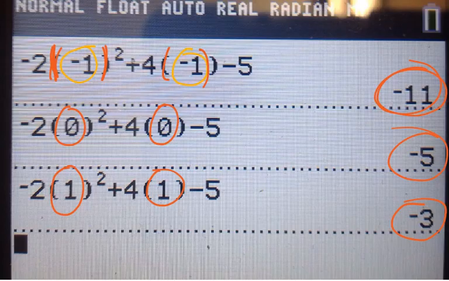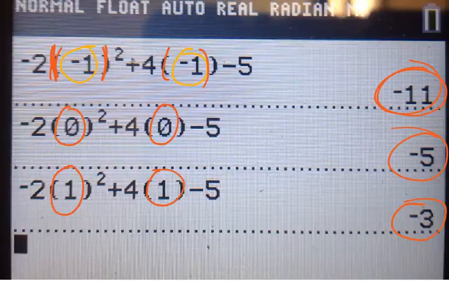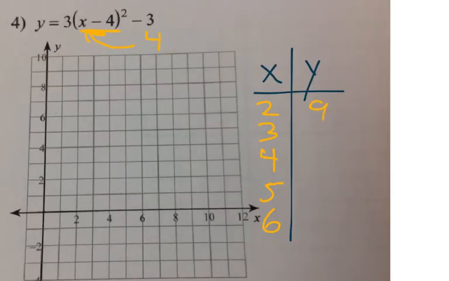But anyways, to speed things along, guys, I plugged each one of those in for x, and I used the calculator. So if you look right here, I plugged the 2 into that equation, 3 times x minus 4 squared minus 3, right? And I got a 9. Then I plugged in the 3, I got a 0. I plugged in the 4, my vertex, I got a negative 3. So 9, 0, negative 3. Hopefully you understand that this will be 0 because of symmetry, and this will be 9 because of symmetry.